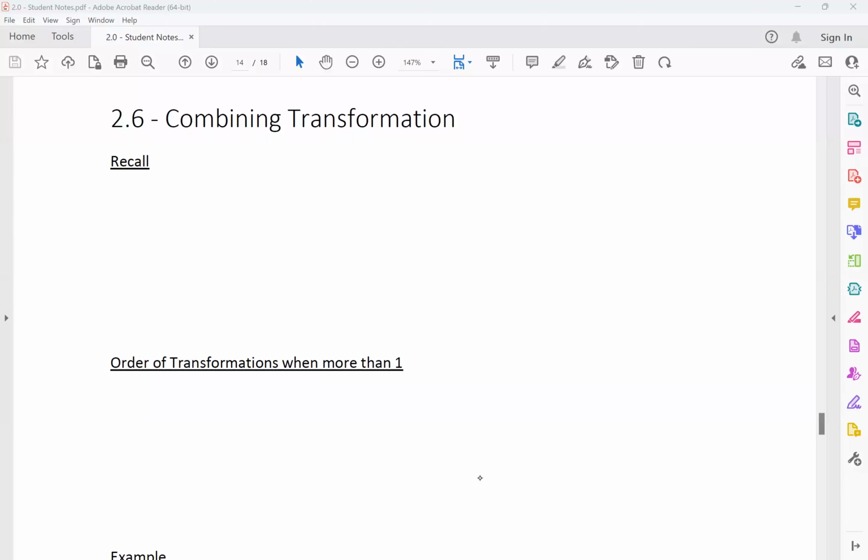So, last lesson we were talking about recalling the transformations in Pure 1, Chapter 4. And here we go, Chapter 2.6, Pure 2, about combining transformations. Quick recall on all the transformations that you've learned in Pure 1.